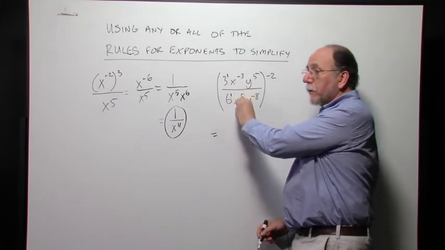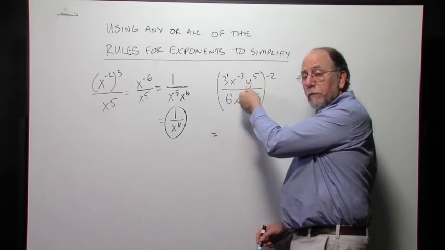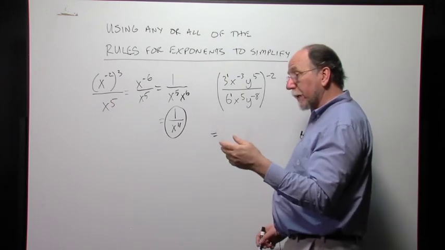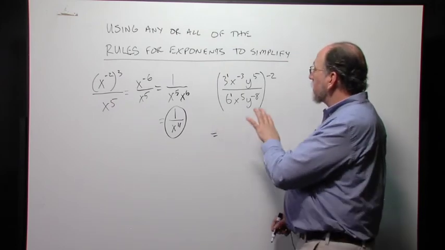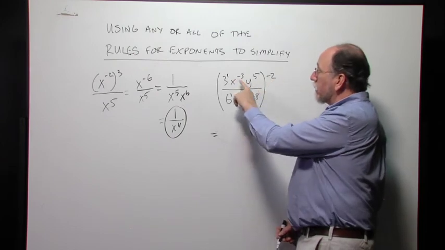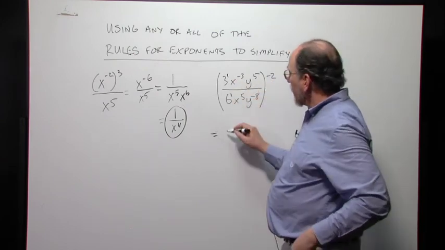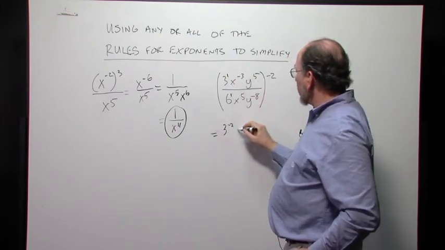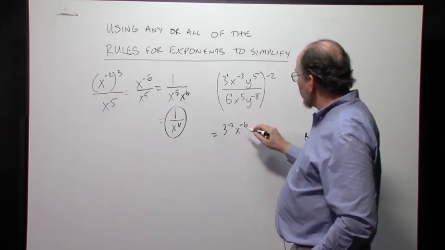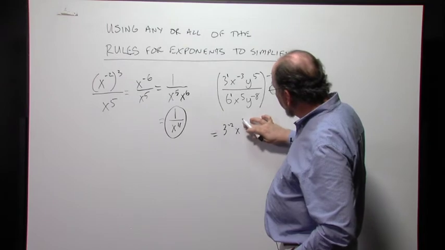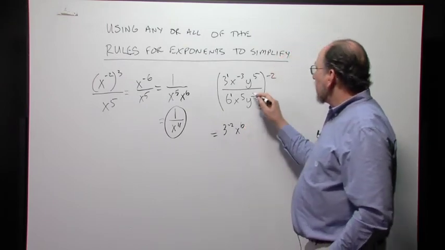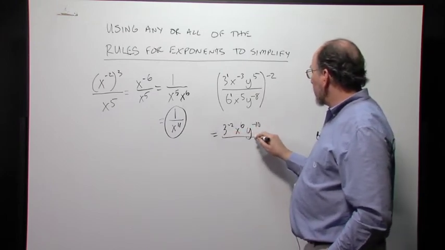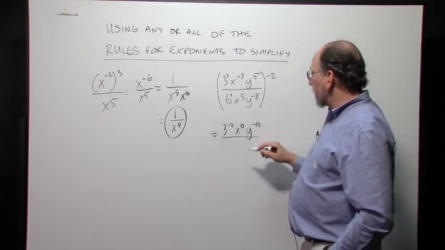We could simplify inside the parentheses first and distribute the negative 2. And that might be a little quicker in some respects, in some problems than others. Let's do it this way for this one, though. I'm going to distribute that negative 2 to every exponent that's inside here. So that becomes 3 to the negative 2, the first one. x to the negative 3 times negative 2. Negative 3 times negative 2 is negative 6. Oh, sorry. Two negatives multiplied to get a positive 6. y to the 5 times negative 2 is y to the negative 10. And there's the fraction bar, divided by.